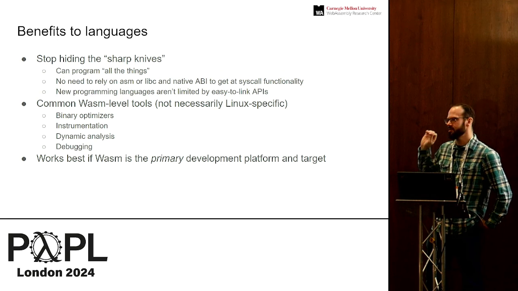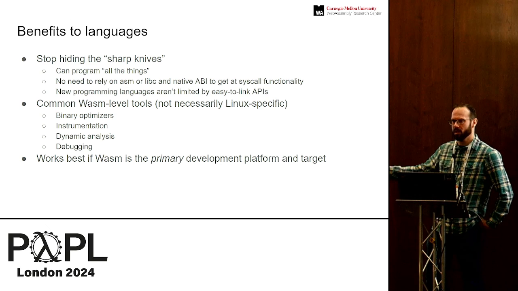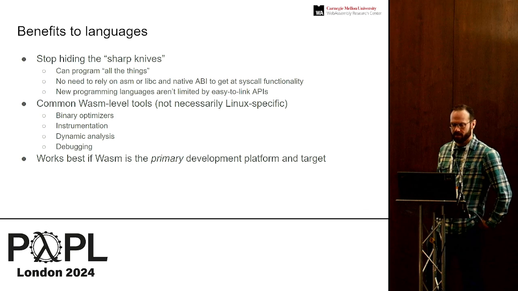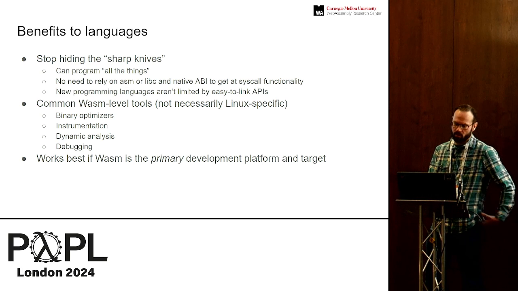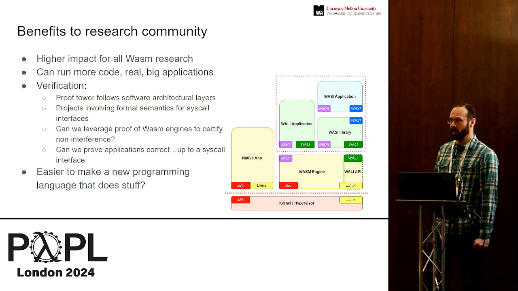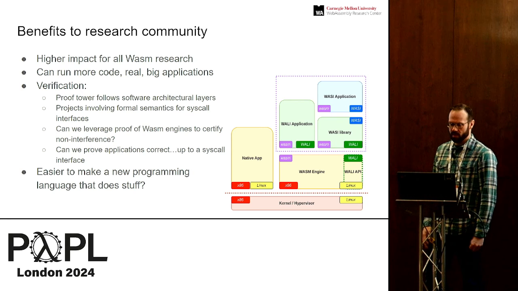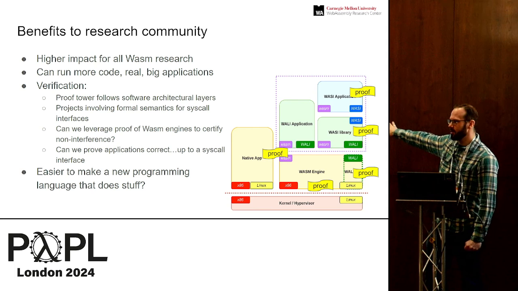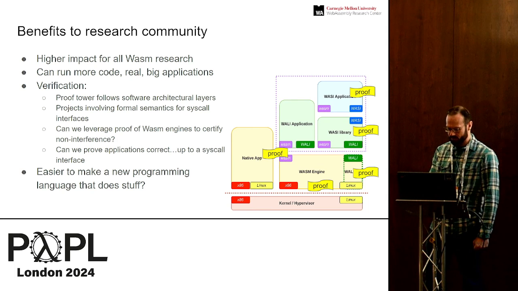It means that a programming language that targets WASM gets to do all the things. They don't have to rely on the native libraries, assembly or libc, to do that, and they can directly target the powerful capabilities, and they get all the WASM level tools. The research community benefits because all of their research is higher impact. The bigger the ecosystem, the more impact it has. Eventually, with this whole tower, we can start thinking about attaching proofs to all of these things.